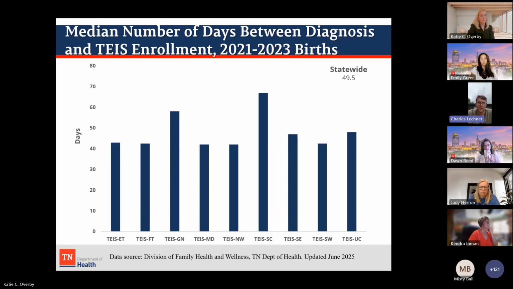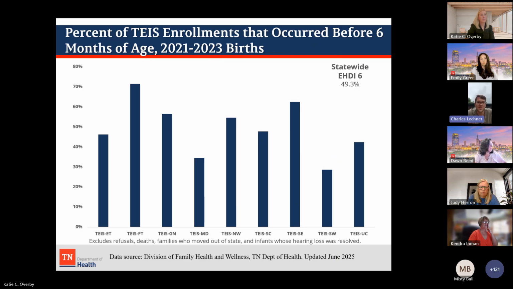And then finally, I think ending on probably the most important one, especially given what Katie's talking about today, we're going to look at that EDDI-6 benchmark. So this is looking at the percent of infants who are diagnosed who are enrolled in early intervention services by 6 months of age. And of course, we want them enrolled as soon as possible so that they can get the services they need. But we see that for Tennessee, we definitely have quite a bit of room for improvement.